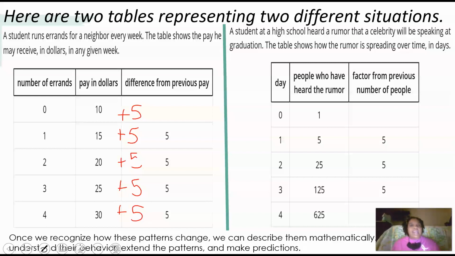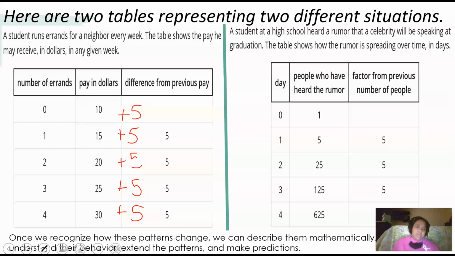And then a student at a high school heard a rumor that a celebrity will be speaking at graduation. The rumor for me is Miss Blanchard is the best teacher. The table shows how the rumor is spreading over time in days. Let's see. In 0 days, 1 person heard it. Nothing happens. The factor from previous numbers, 0 people. Okay, got it. So in 1 day, 5 people heard the rumor.